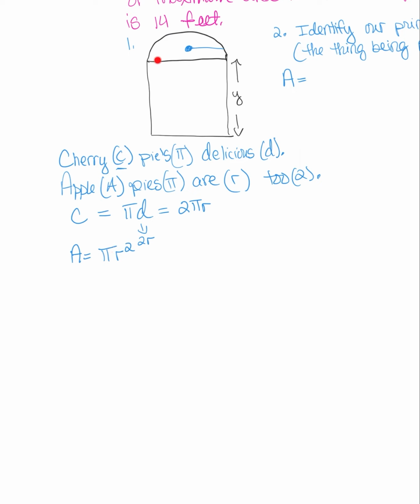we can realize that we don't have a full circle here. We have a semicircle. So the area of a semicircle is going to be 1/2 of the normal area of a full circle, right? And then we know, we've worked with this a few times in this video, that the area of a rectangle is just our length times our width.